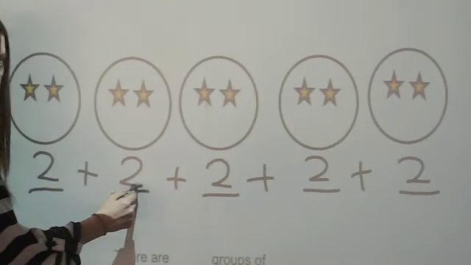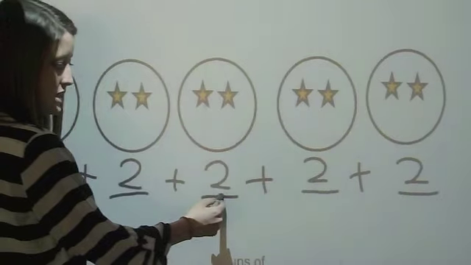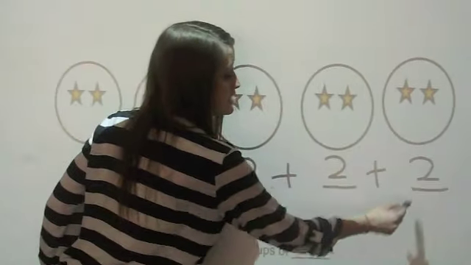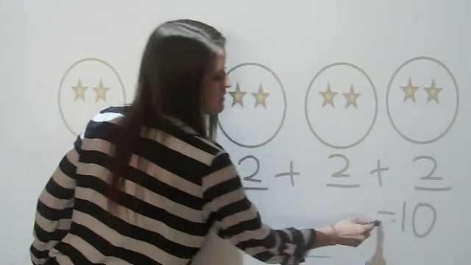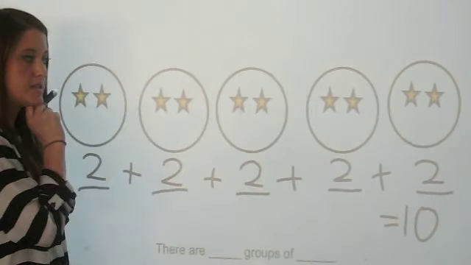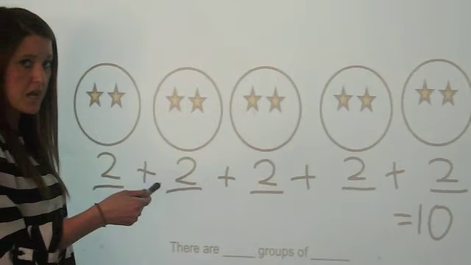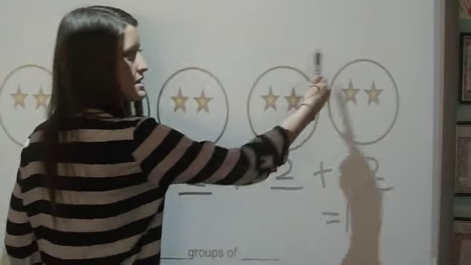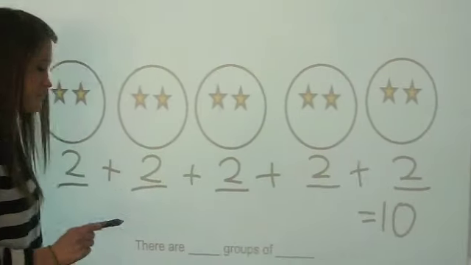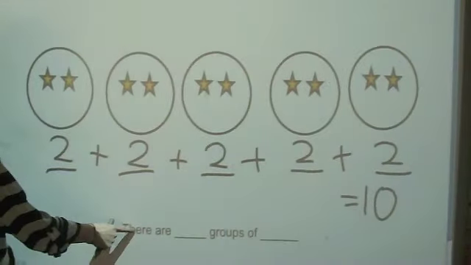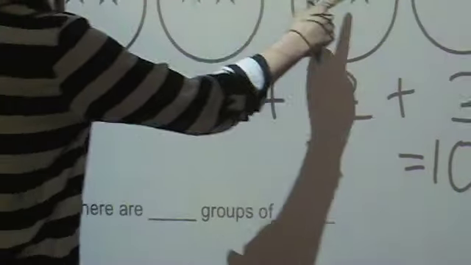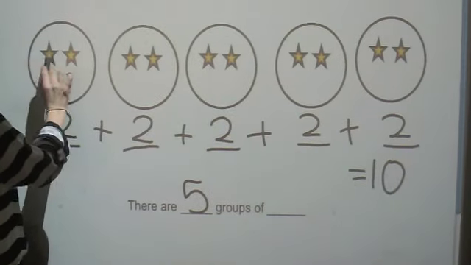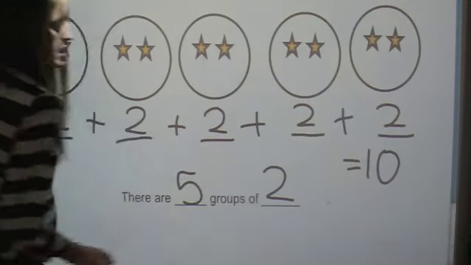2 plus 2 is 4, 4 plus 2 is 6, 6 plus 2 is 8, and 8 plus 2 is 10. Now if you noticed, I was adding 2 each time. You can try skip counting too. 2, 4, 6, 8, 10, and you would get the same answer. So we read this as there are 1, 2, 3, 4, 5 groups of 2. 2 stars in each group.